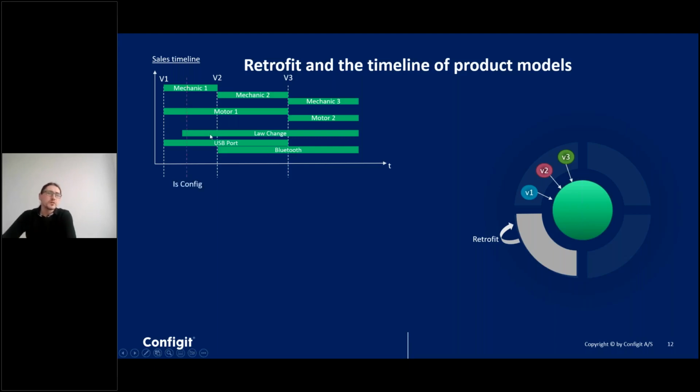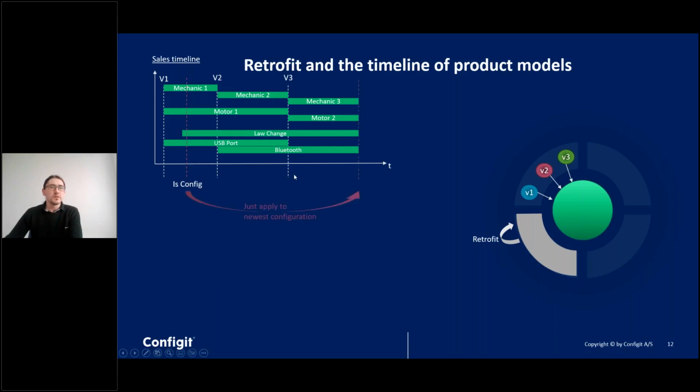If I have a configuration which was sold at this point in time and manufactured at that point in time, I will have these configurations: the mechanic one, the motor one. I already was in the law regulation. I have the USB port, but I don't have any Bluetooth capabilities. And the first idea some might come up with is, hey, when I want to update it to the newest status, I just apply it to the newest product model I have in the sales configurator.